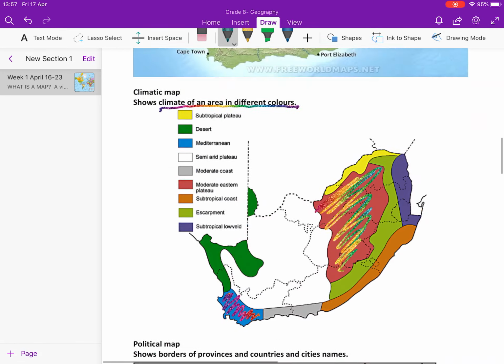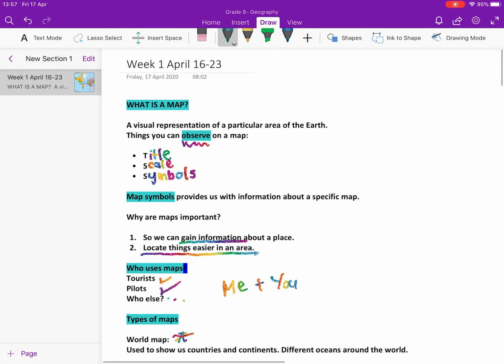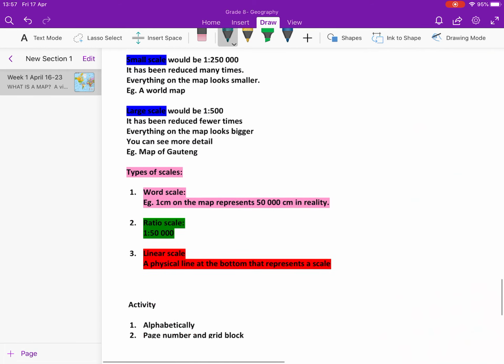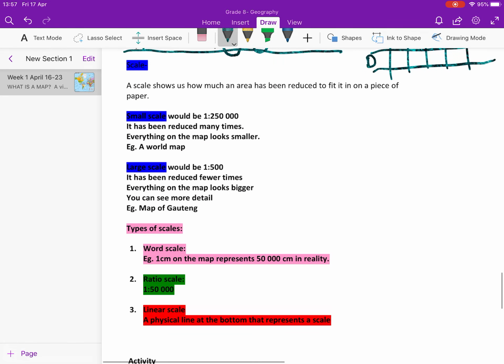So like I said in the beginning to you guys, there's always 3 things you can note on a map: a title, a scale, and the symbols. We've looked at title and we've looked at symbols. Now we are going to look at the scale. A scale shows us how much an area has been reduced to fit it onto one piece of paper.